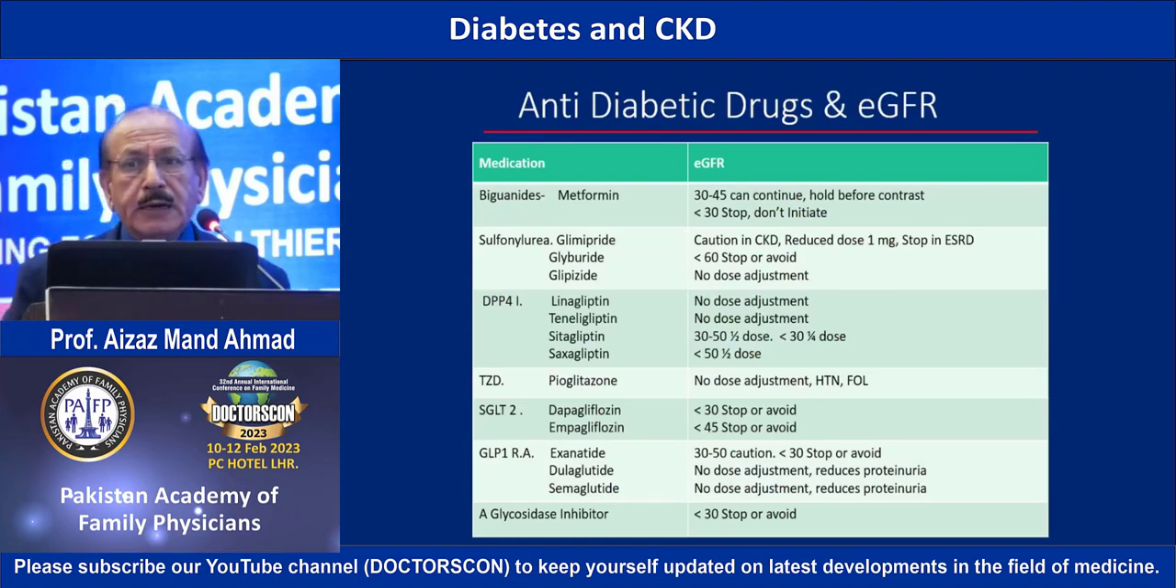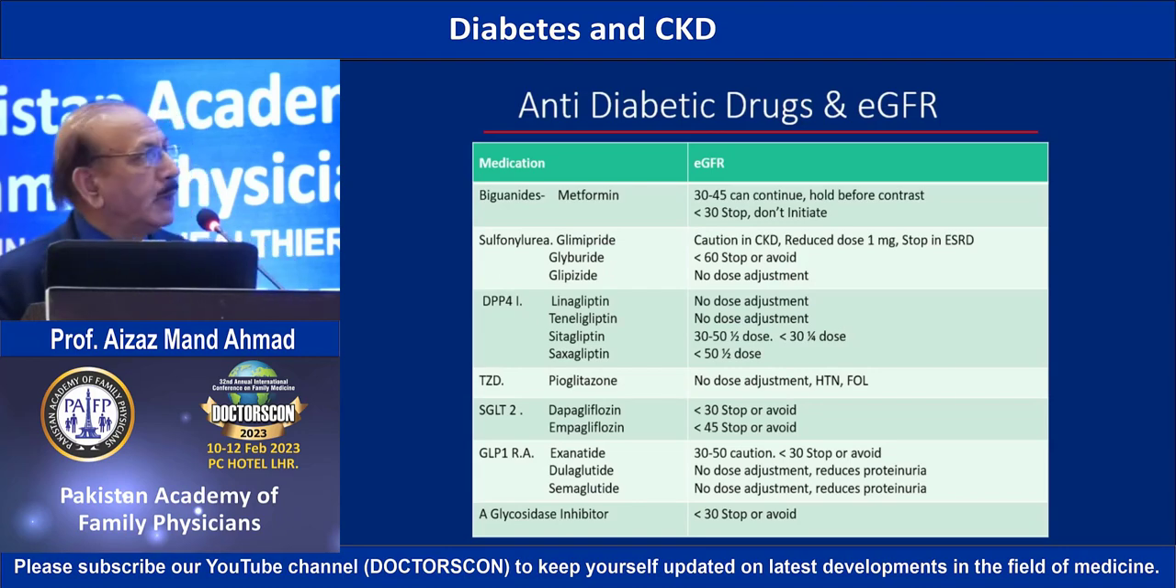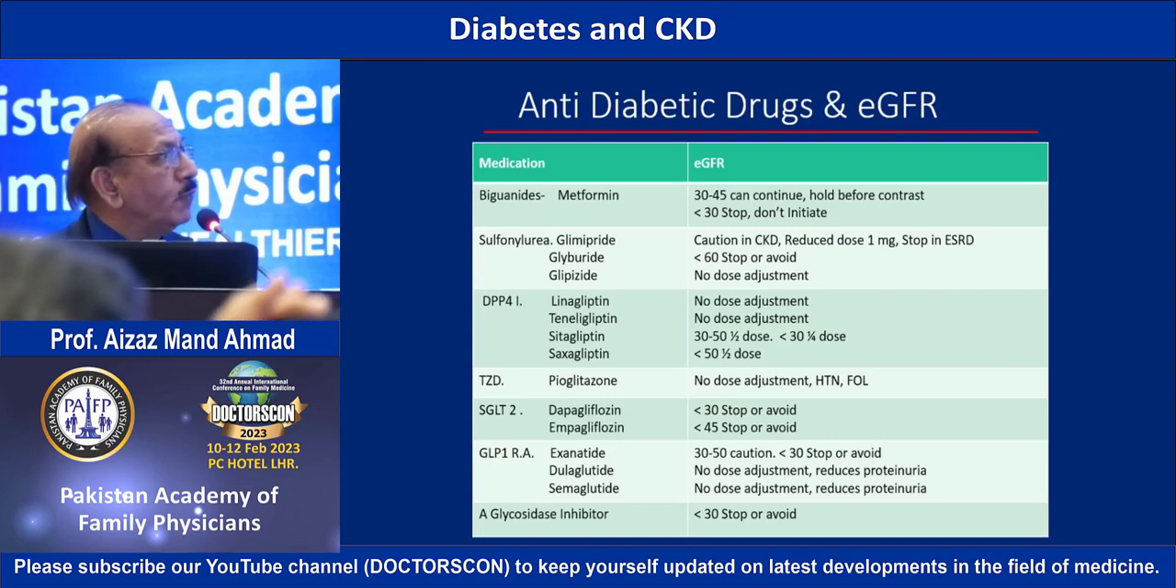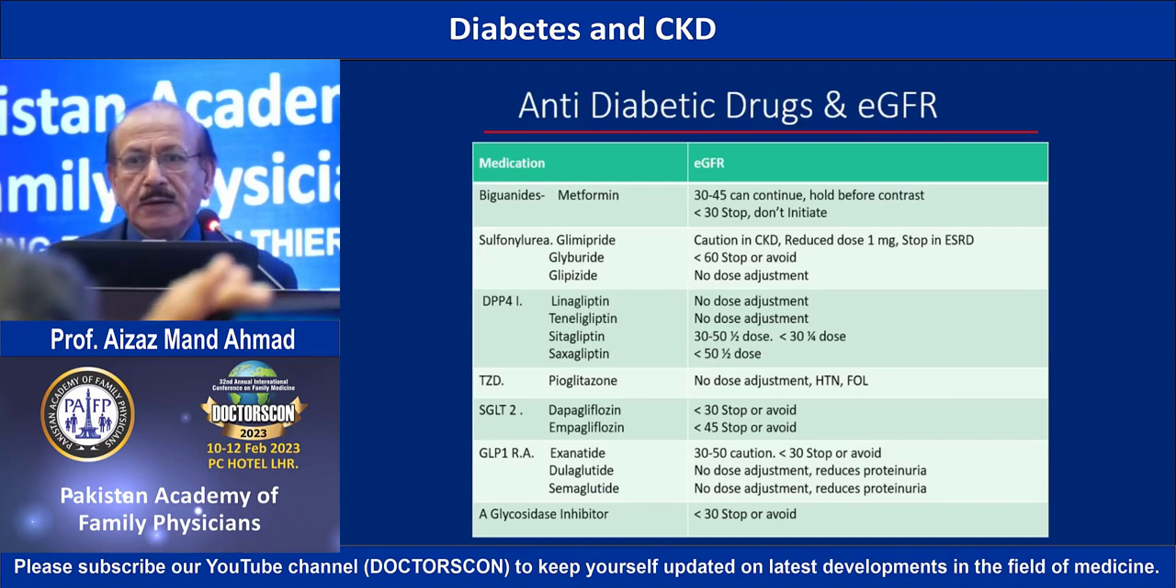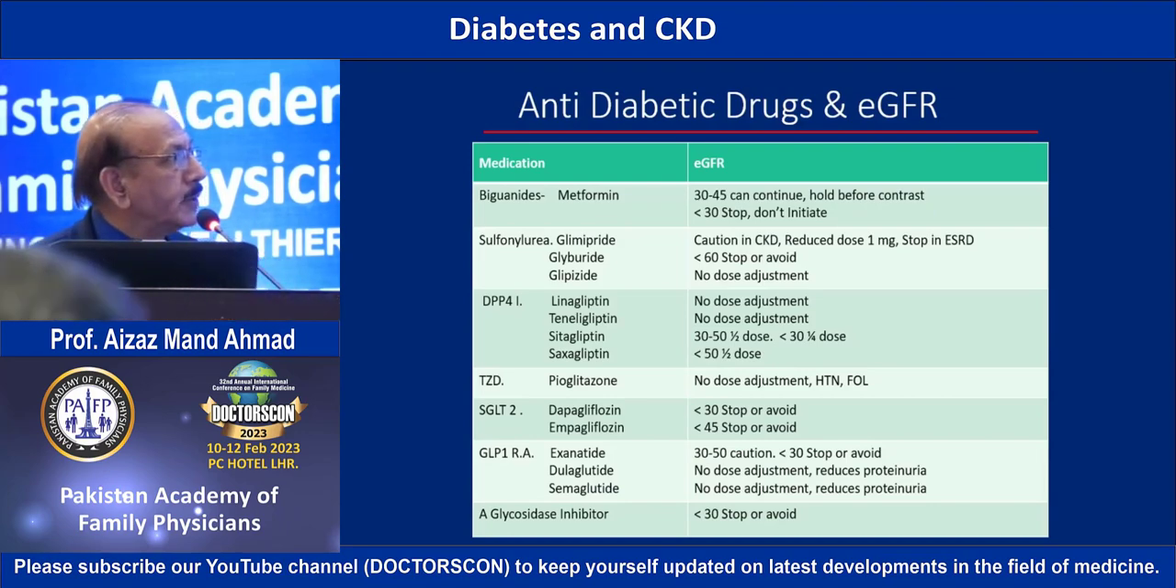Now, the anti-diabetic drugs. I think with metformin, when you are treating these patients, you should continue it till the GFR is down to 40 or 45. And if you want to do a contrast study like angiography, you have to stop it. If the GFR is below 30, then you have to stop it, or you don't initiate it if the patient comes to you with GFR less than 30.